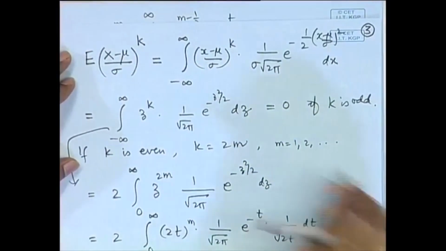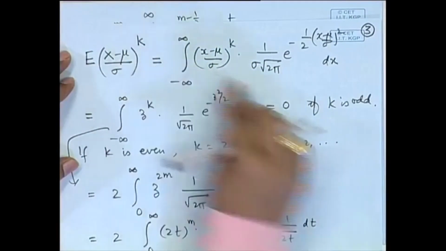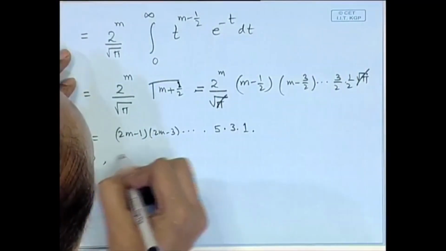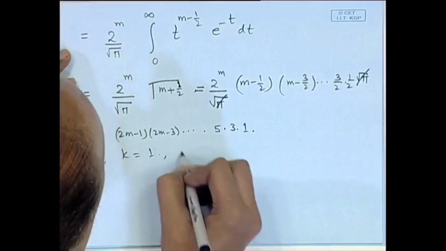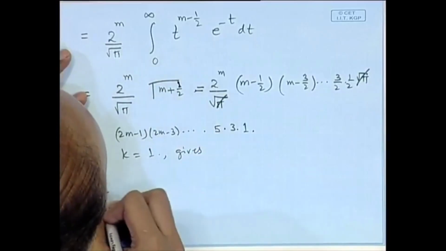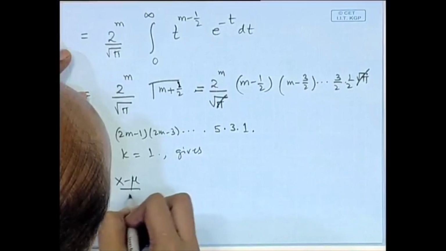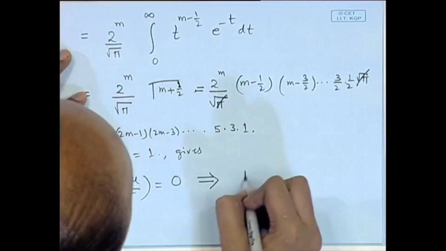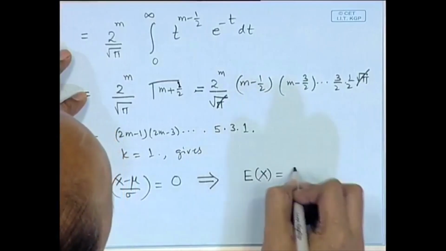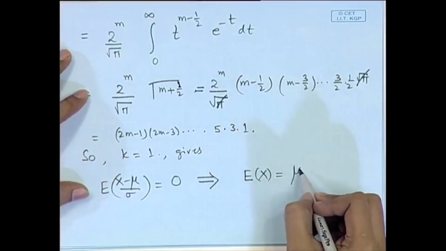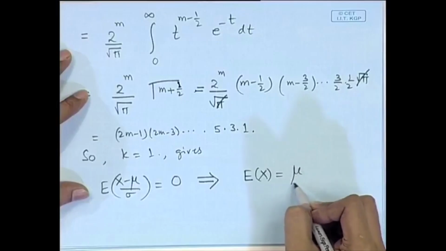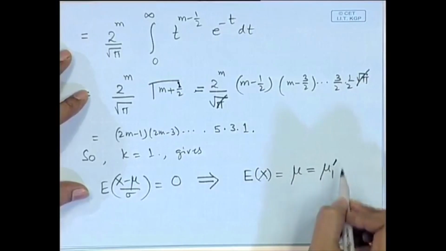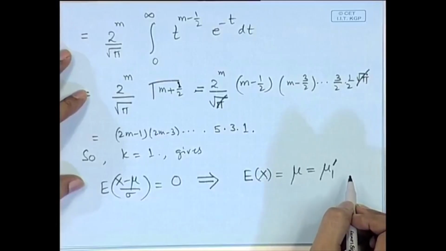So, we are able to obtain a general moment of (x minus mu) by sigma. If we utilize this, suppose I put k equal to 1, then this is 0. So, k equal to 1 gives expectation of (x minus mu) by sigma equal to 0, which means that expectation of x is equal to mu. That means the parameter mu of the normal distribution is actually the mean of it, at first non-central moment.